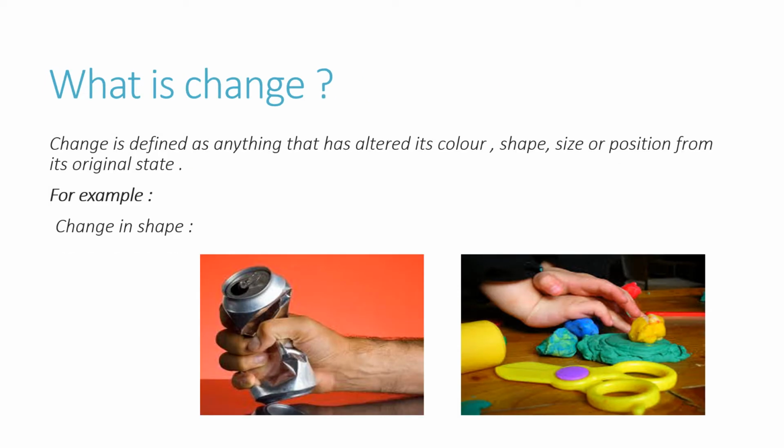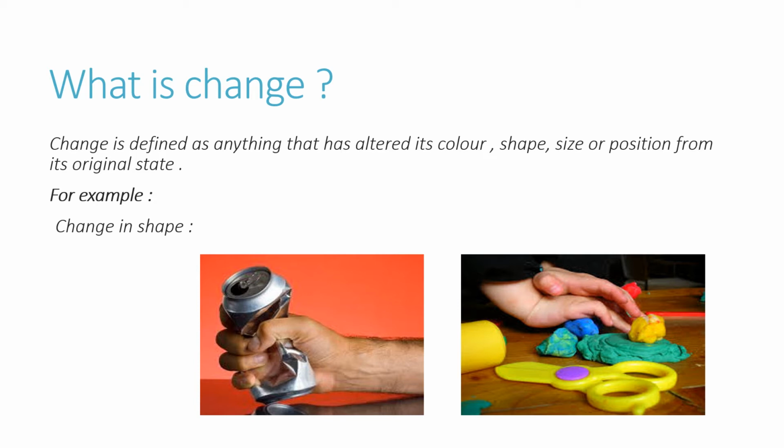First of all, before going further, we will understand the meaning of change. Change is defined as anything that has altered its color, shape, size, or position from its original state. Anything which has changed its original color, shape, size, or position is known as change. For example, first one, change in shape.